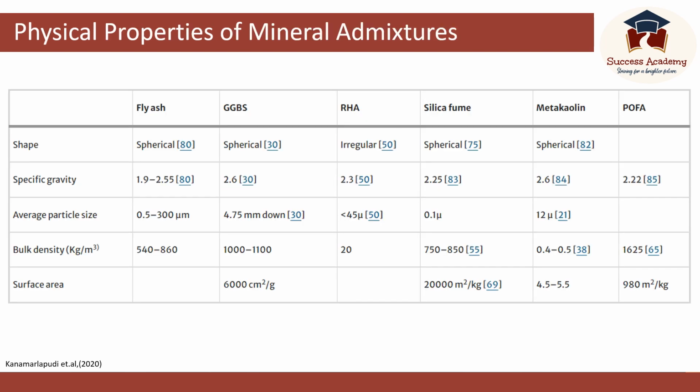Physical and chemical properties of mineral admixtures are important. Here we are looking at physical properties of some mineral admixtures: shape, specific gravity, average particle size, bulk density and the surface area. When you look at the shape, most of these admixtures have a spherical shape. The specific gravity is around 2. Average particle size is different for different admixtures. Bulk density is different. Surface area is different. Depending on these properties, the properties that we get in the concrete mix also will be different.